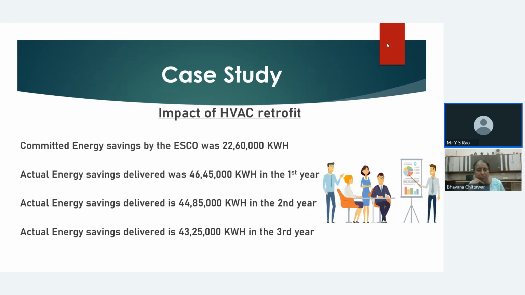So in the first year, 46,45,000 units of energy savings was delivered, which is about double of what was committed. Isn't it mind-blowing? In the second year, 44,85,000 units of energy savings was delivered. In the third year, 43,25,000 units of energy savings was delivered, which is closer to double of what was committed.